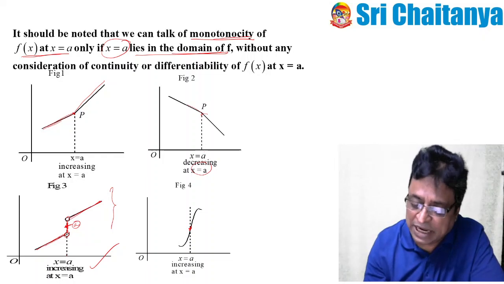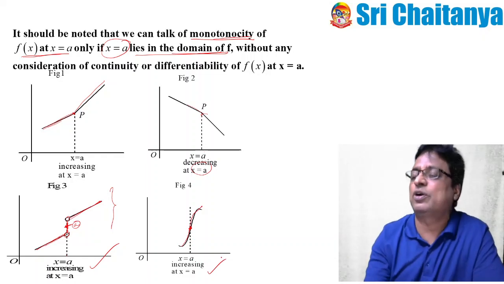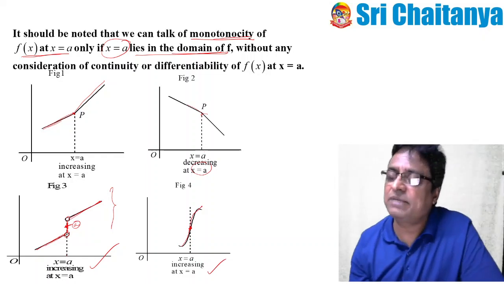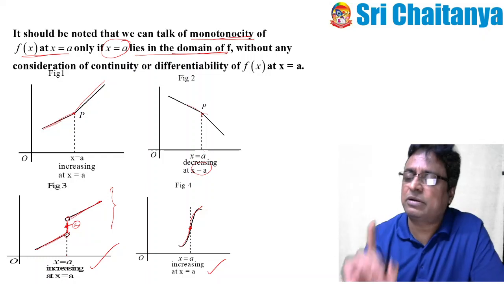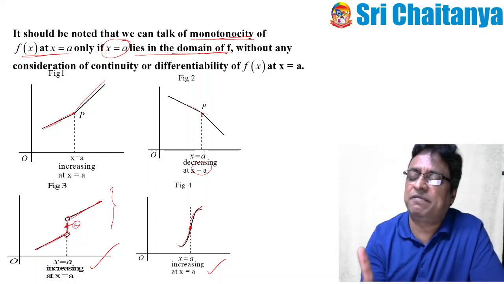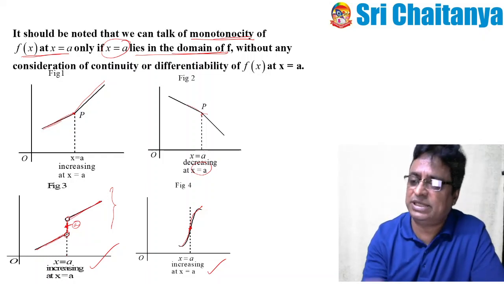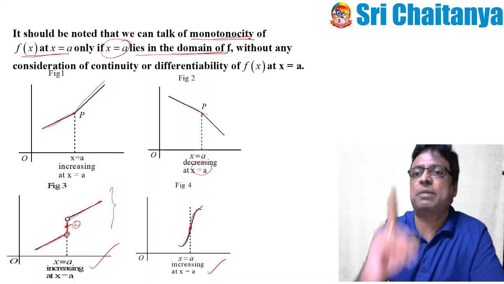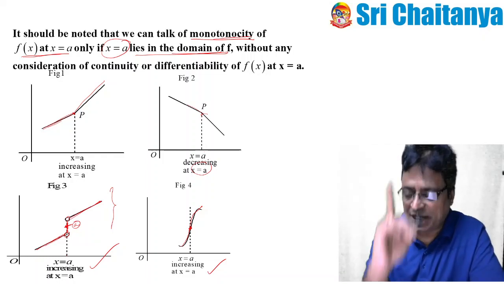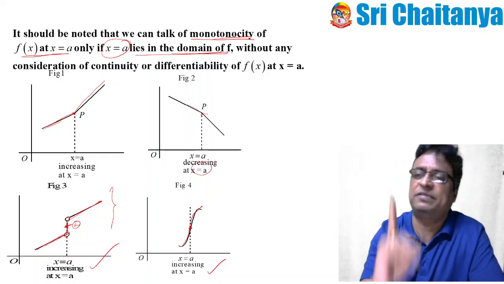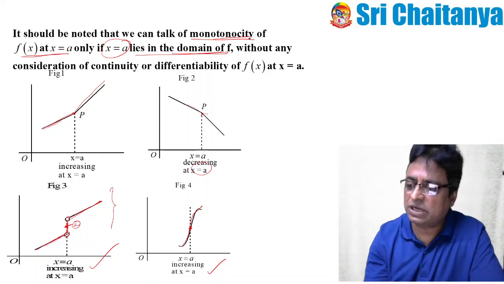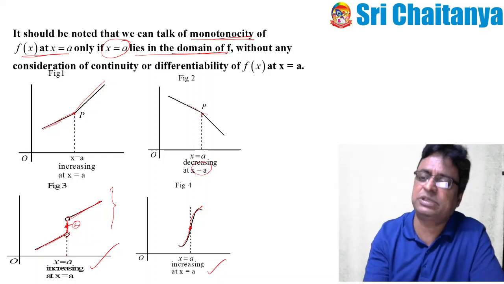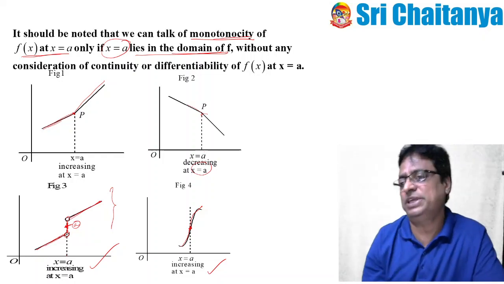Okay, and at this point, your function is what? Continuously increasing, and it is also what? A monotonic function. So finally what I am saying, whenever we are talking about monotonicity of a function, monotonicity means either increasing or decreasing at a point. The first condition is that the point should belong to the domain of the function. And I am least bothered whether the function is continuous or differentiable at that particular point.